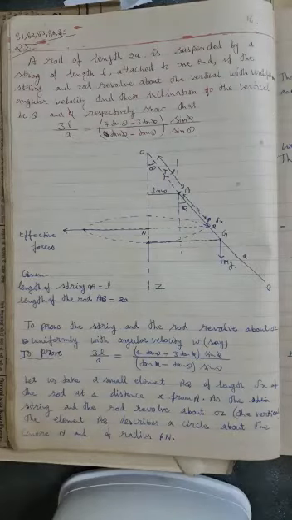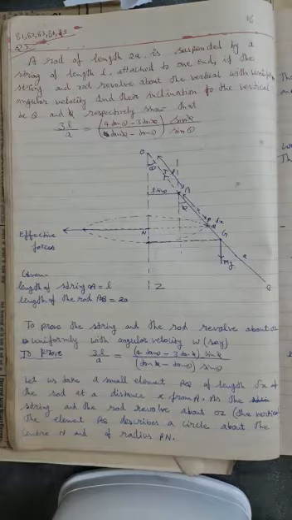Next problem on the D'Alembert principle. A rod of length 2a is suspended by a string of length L attached to one end. If the string and the rod revolve about the vertical with uniform angular velocity, and the inclinations to the vertical be theta and phi respectively, prove that 3L/a = 4(tan theta − 3 tan phi)/(tan phi − tan theta) × (sin phi/sin theta).